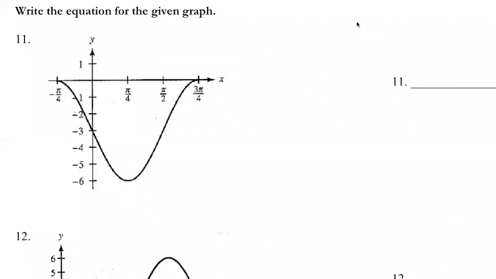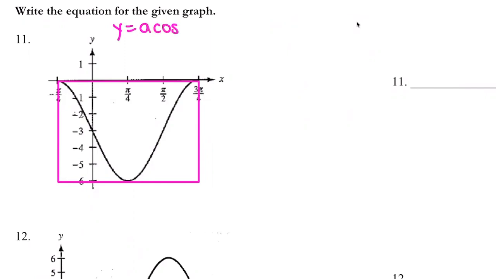Let's look at problem number 11. Now we're asking you to give us the equation for the curve. Okay, so I'm going to draw a frame. You don't have to, but maybe it will help you. It looks like this is a cosine curve. So y equals a cosine of bx minus c plus d is what we're working with here.